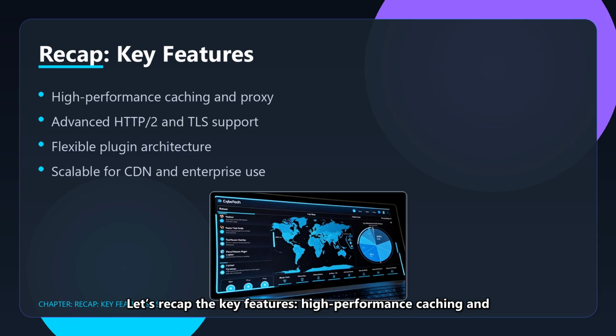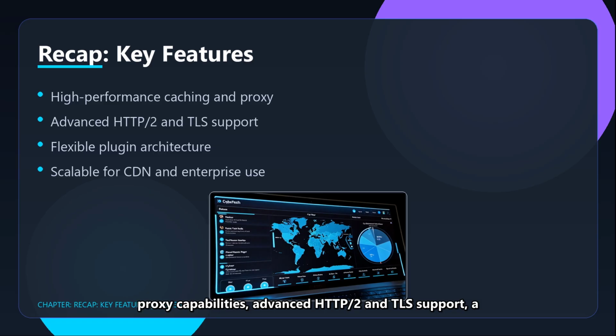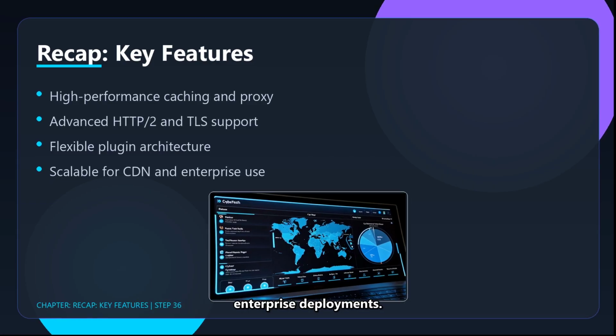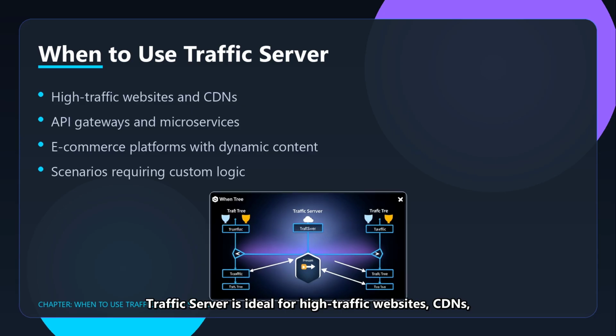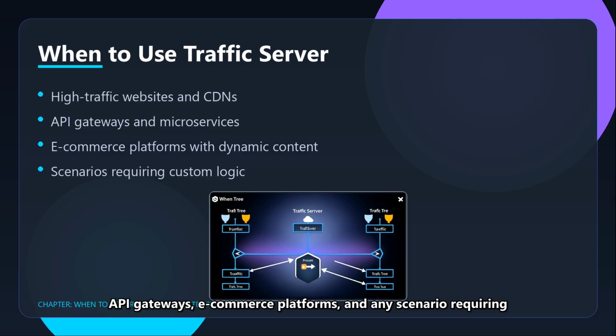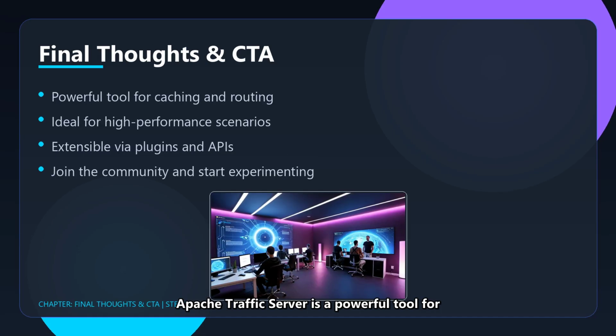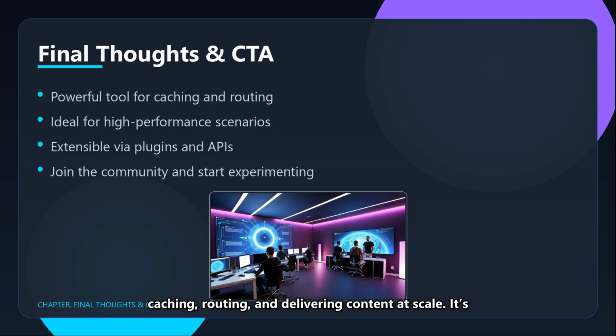Let's recap the key features: high-performance caching and proxy capabilities, advanced HTTP/2 and TLS support, a flexible plugin architecture, and scalability for CDN and enterprise deployments. Traffic Server is ideal for high-traffic websites, CDN, API gateways, e-commerce platforms, and any scenario requiring custom logic or extreme performance. Apache Traffic Server is a powerful tool for caching, routing, and delivering content at scale.